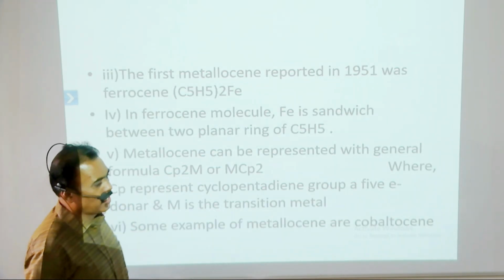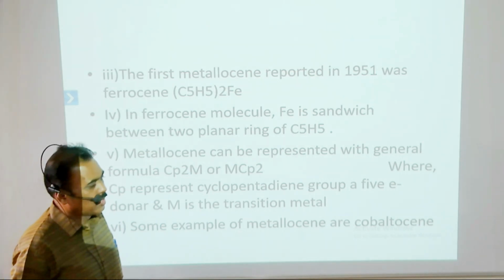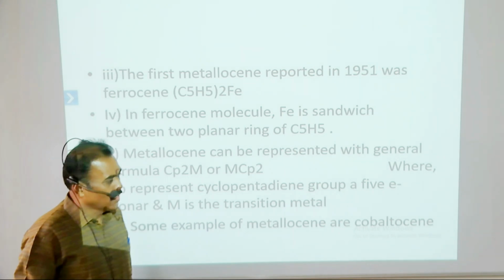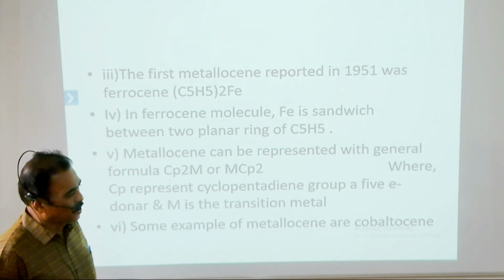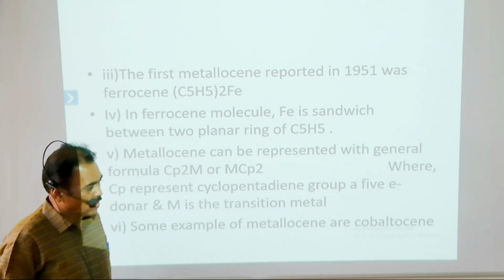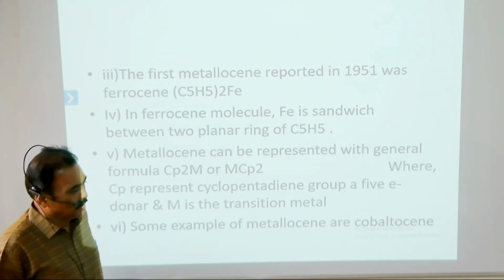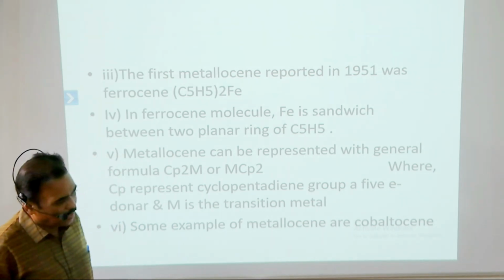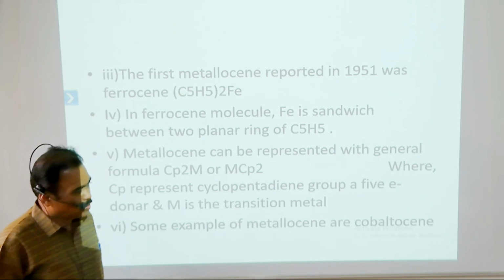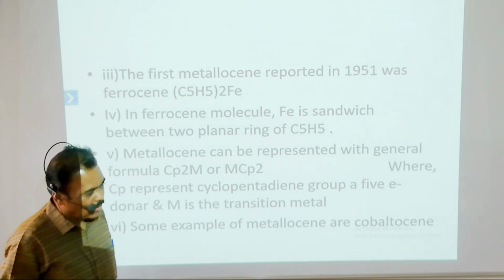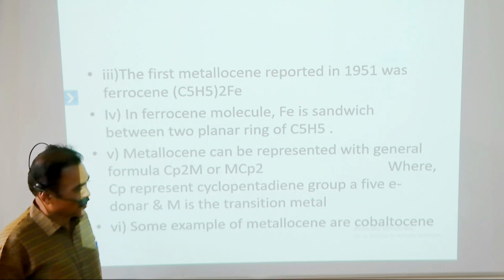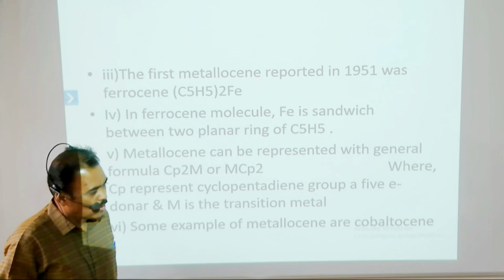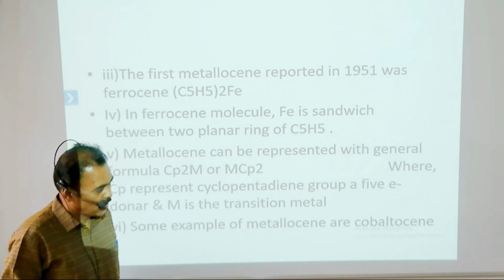The first metallocene reported in 1951 was ferrocene, that is (C5H5)2Fe. In ferrocene molecule, Fe is sandwiched between two planar rings of C5H5. Fe is the metal, that is iron, and that iron is present in between two planar C5H5 rings. C5H5 is a cyclopentadienyl ligand, and the iron is sandwiched between these two cyclopentadienyl groups.